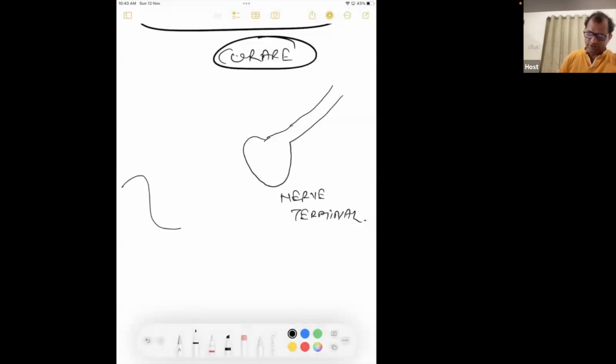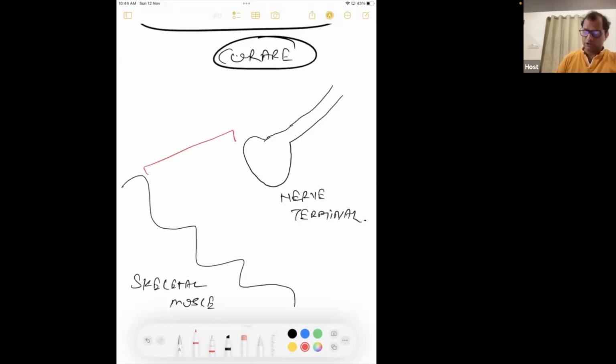Then we can see this is the skeletal muscle. This gap in between the nerve and the muscle is called the synapse, or we also call it the synaptic cleft. Lots of events are happening here. So this is called the synapse.